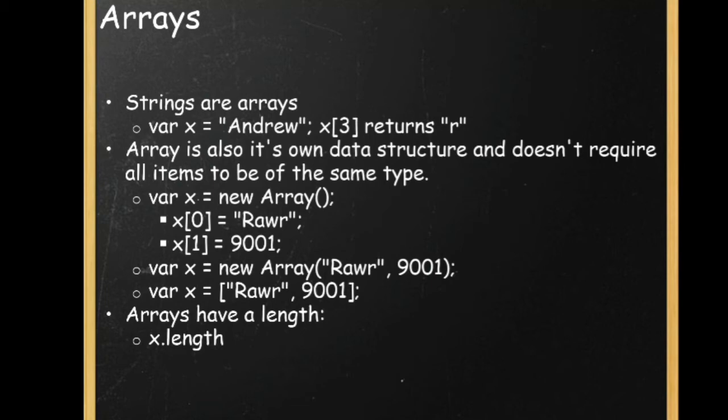By new keyword, we mean we are creating an object, and through that object I can initialize the value. Like x, and in square brackets we use the index number, because in an array the first element has the index value of 0, then 1, 2, 3 and so on. So I want to store in the first position RAWR, and in the next position I want to store 9001. So this is the way to initialize the values for an array.